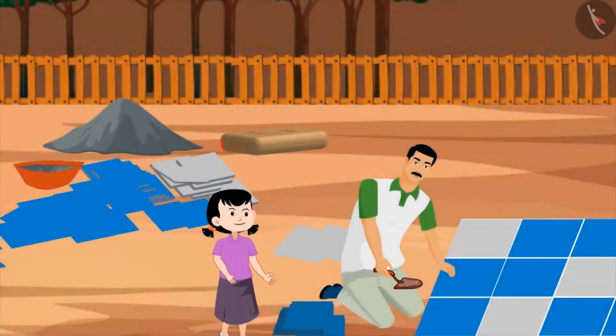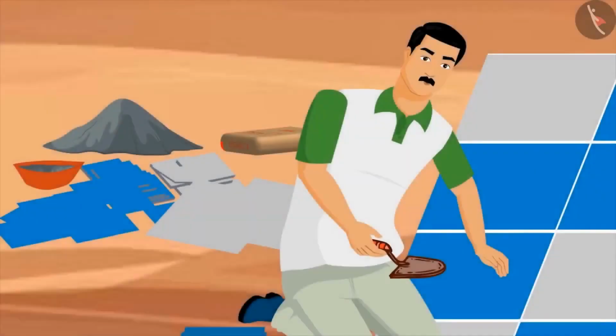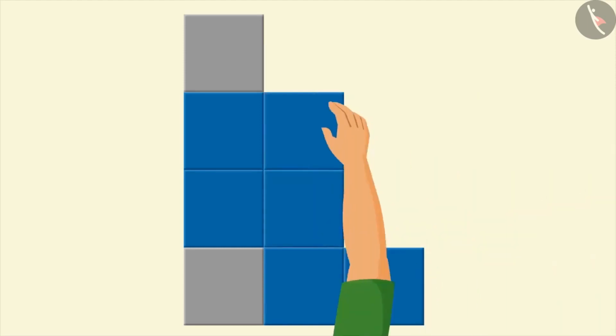Can I help you in this? Yes, sure. Like this? Yes, right. Now, will we place this grey tile over this grey one? No, Uncle. Here we will place two blue tiles. We'll always place two blue tiles near the grey one. Very good. Now tell me, which tile should be placed above the blue one? Blue tile. Why? Because we are placing two blue tiles together.